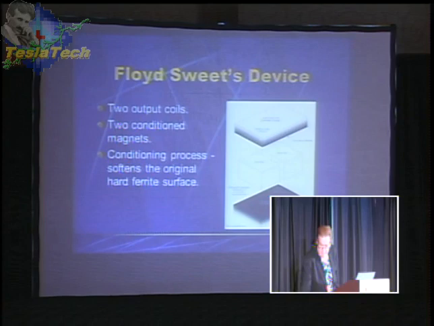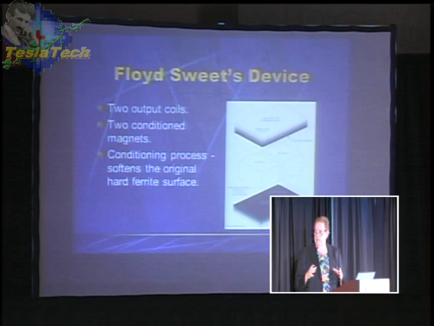Now, when we start to dissect his device, what we see here is that he's got the two coil arrangements here and here. These are two output coils. And then he's got these two, what he calls conditioned magnets. I looked into that, and I came to the conclusion that what Floyd is really doing with these magnets is that these are hard permanent magnet blocks. And the ones that he was using in his device here are barium ferrite magnets.